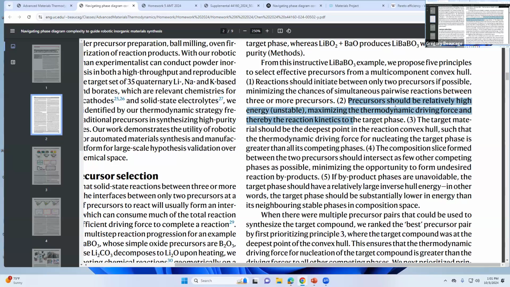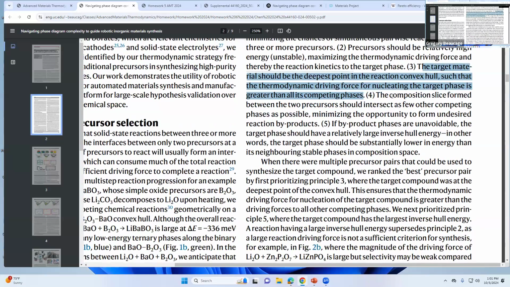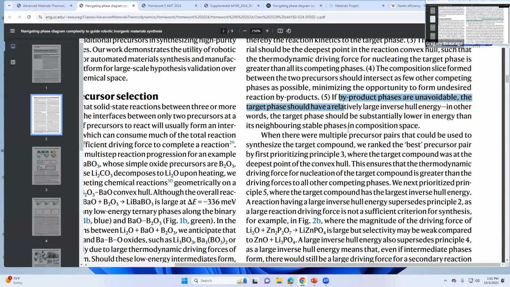Because for relatively high energy, the target material should be the deepest point on the reaction convex hull, such that the thermodynamic driving force and nucleation is greatest over the competing phases. Then the composition slice between the two precursors should intersect as few other competing phases as possible, minimizing opportunity for undesired reaction products. And then for byproducts, if they're unavoidable, the target phase should have a relatively large energy drop compared to the competing phase space.